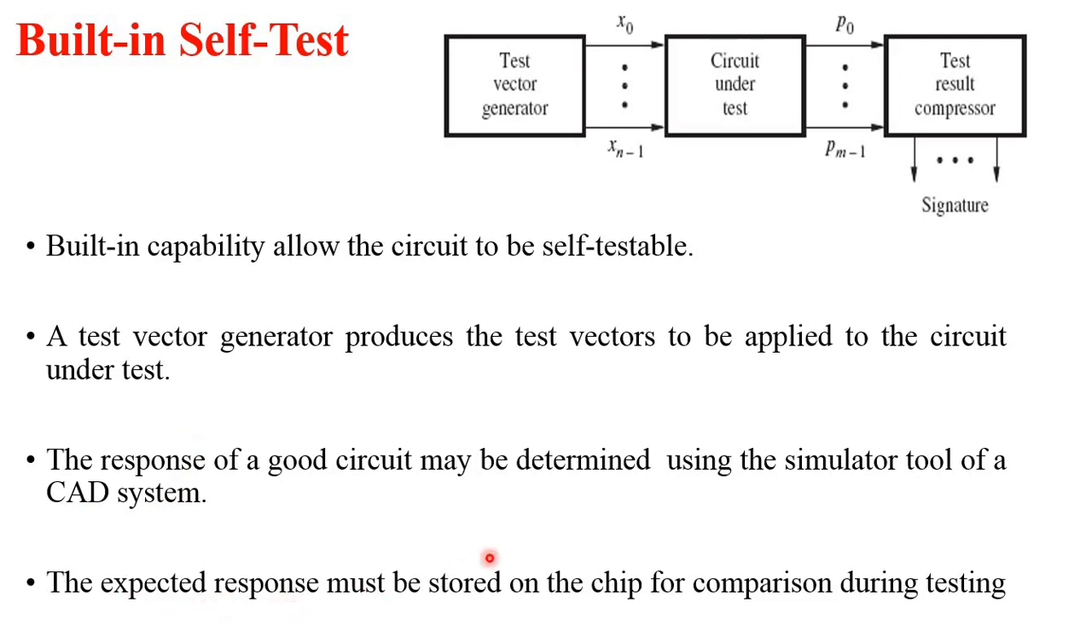So the expected response must be stored on the chip, and it is compared by the compressor during testing. So these are the points of the built-in self-test. So what is meant by built-in self-test? The circuit itself tests, and the test vector generates the vectors for the circuit under test. And one good circuitry may be present, that is called a CAD tool. So all these responses are compressed in the test vector.